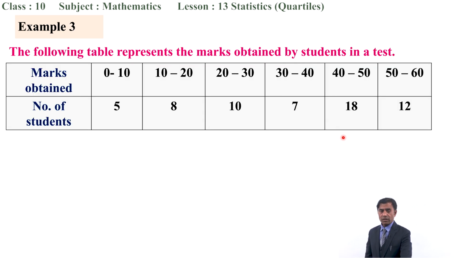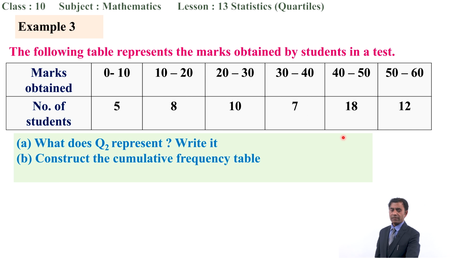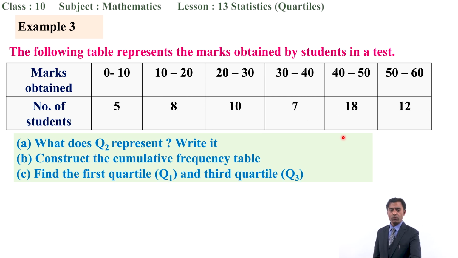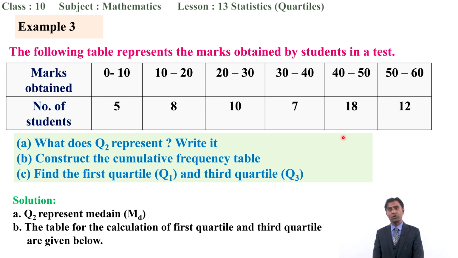Okay, after this, the following table represents the marks obtained by students in a test. It's given here. It's a continuous series, and the first question: what does Q2 represent? Write it. Second, construct the cumulative frequency table and find the first quartile Q1 and third quartile Q3. So can you do it? Yes, I hope you know it. Q2 is called the second quartile. Second quartile is also called the median. So Q2 represents the median. First question.